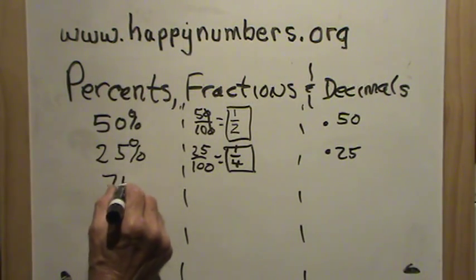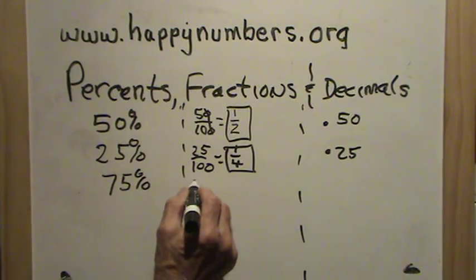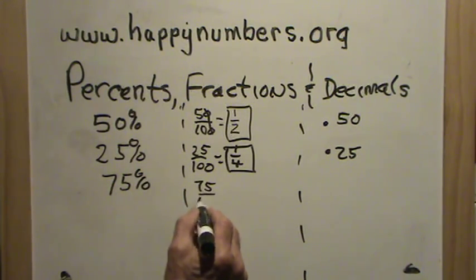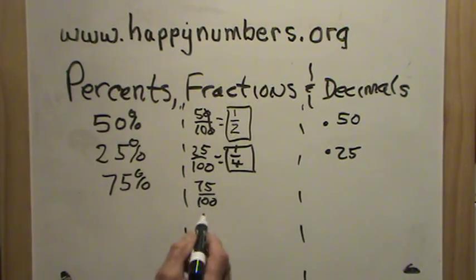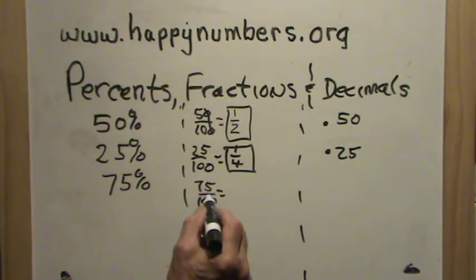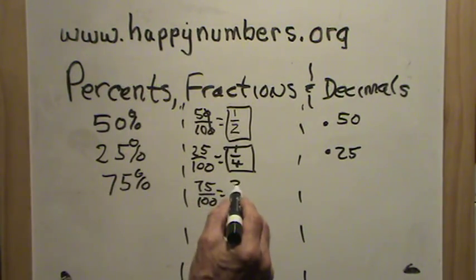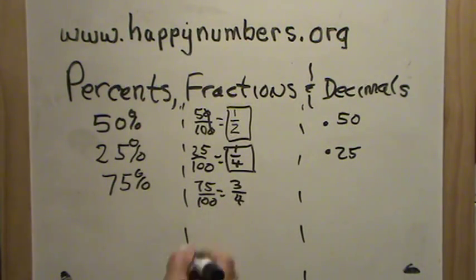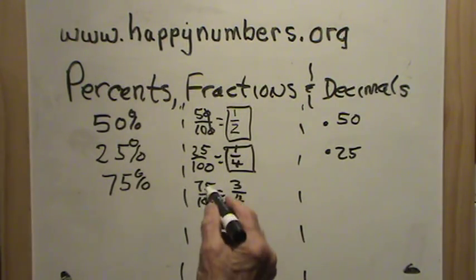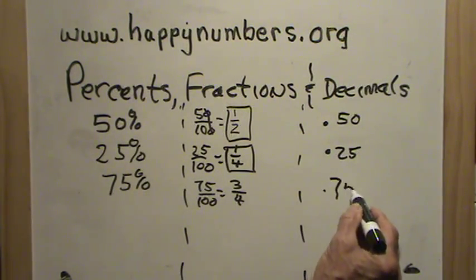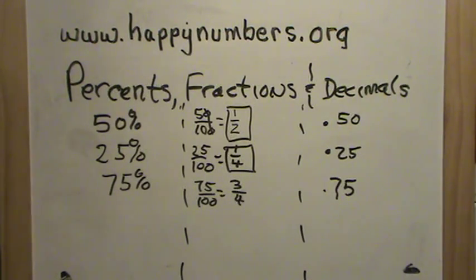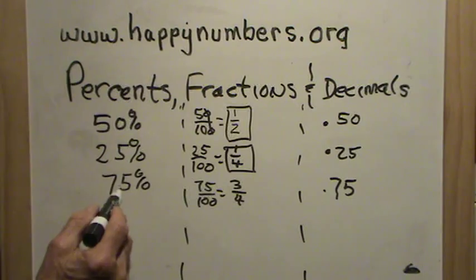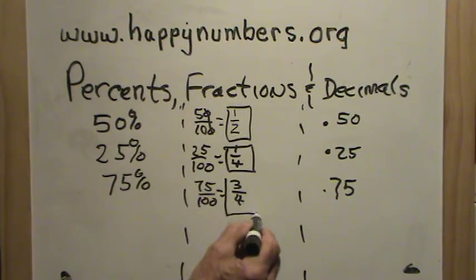There's another one you should also know. 75%. Well, in decimal form, that's 75 over 100 because of the denominator 100. We reduce that. That'll reduce to 3/4. 25 will go into 75 3 times, and it'll go in 4 times. And 75 hundredths in decimal form, very simple. And this is one you should know. You should know that 75% is equal to 3/4, or 75 hundredths. 75% of a dollar is 3/4 of a dollar.